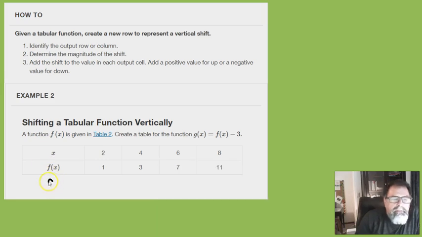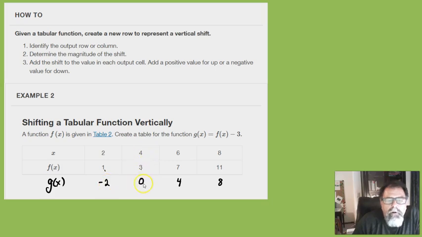So x is going to stay the same, and we're just going to subtract 3 from each of these y values. 1 minus 3 would be negative 2. 3 minus 3 would be 0. 7 minus 3 would be 4. And 11 minus 3 would be 8. So for our g function, x would be 2, y would be negative 2.